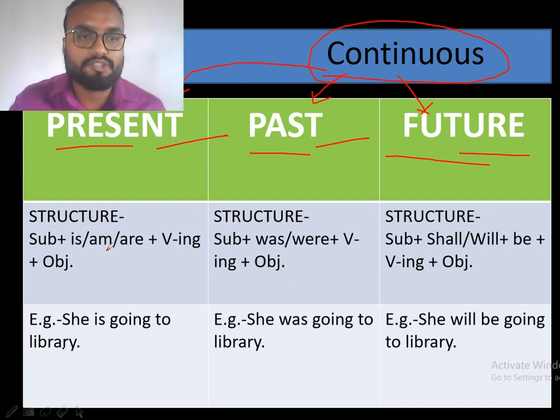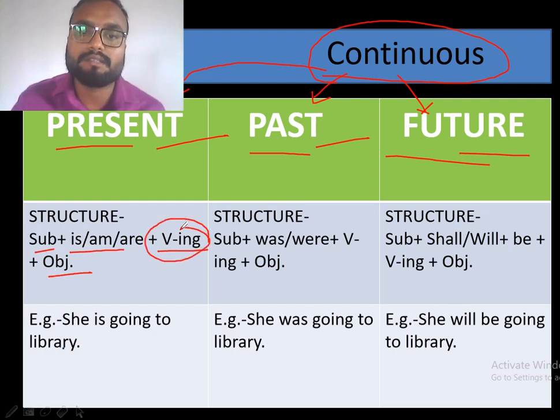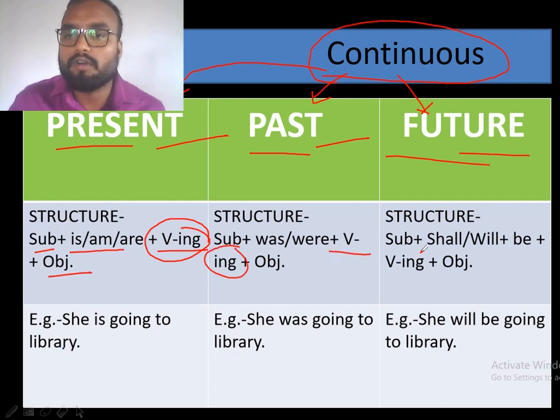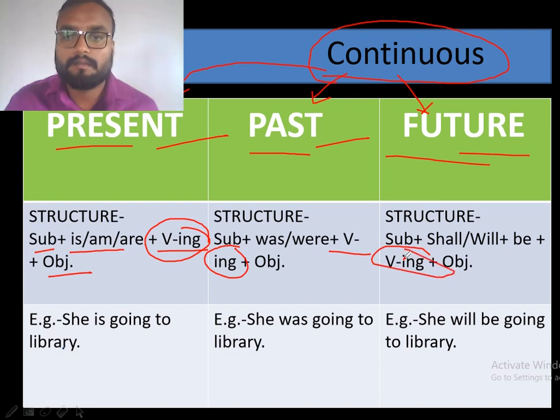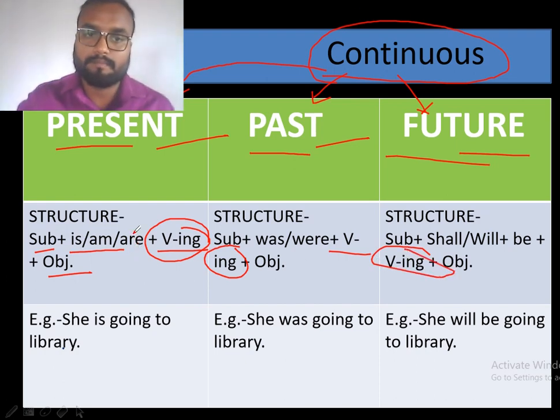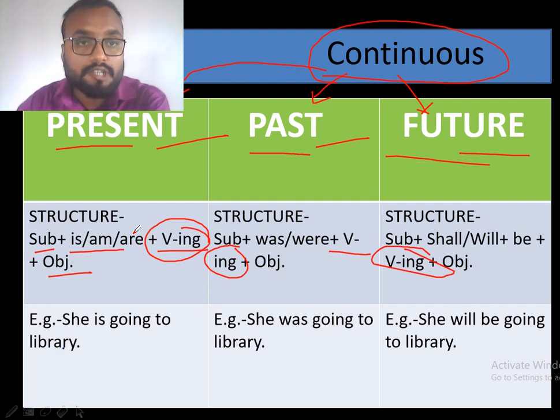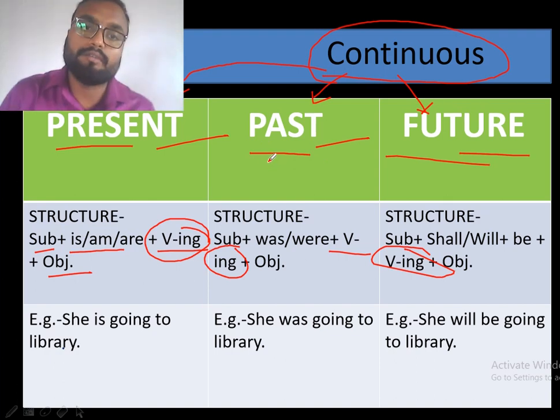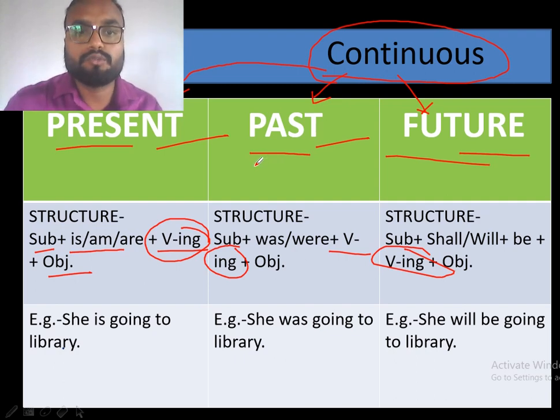Now you can see here the structure. It takes subject, is, am, are, ing form and object. Now why is ing form being used? You can see there is a similarity between the structures, that ing form is used in all these three. Ing form is used in present, past and future. So why has it been used? Because continuous is associated in all the cases, whether it is in present, in past, or in future. The word continuous is there. So to show the continuity of the action, ing form of verb is used.